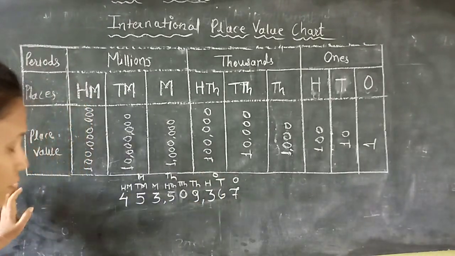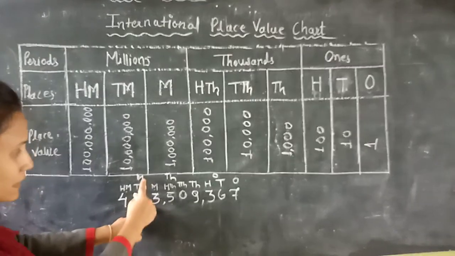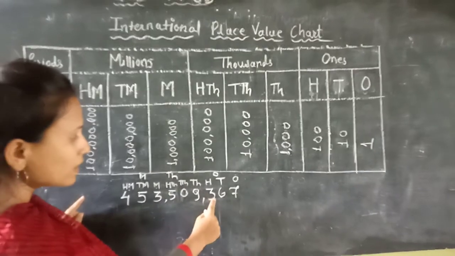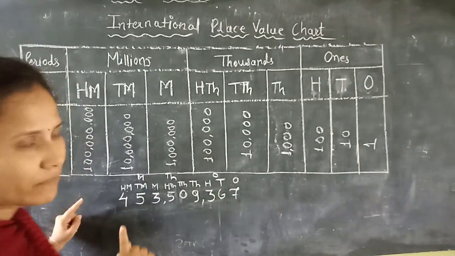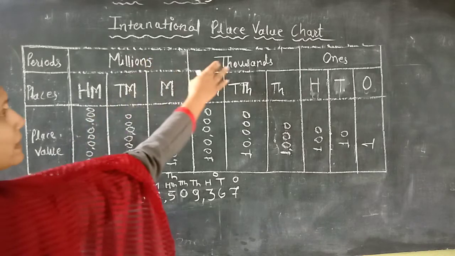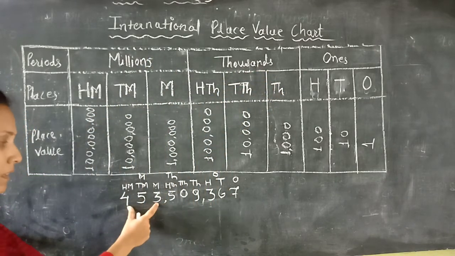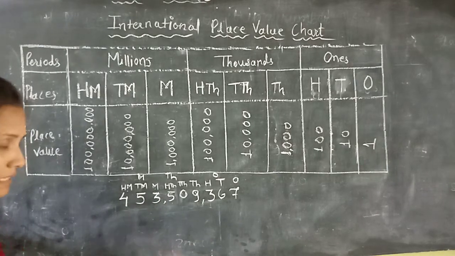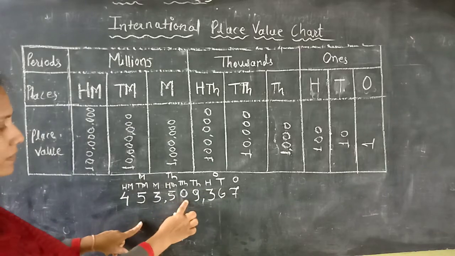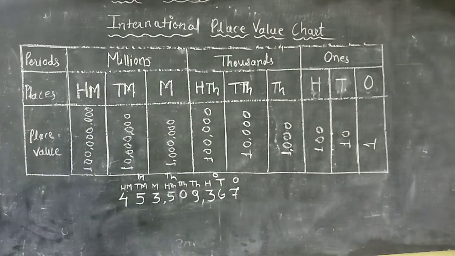So listen carefully now how to read the number. 453 million, 509,000 and 367. It is so simple. Whatever the groups, the period names are there, those names only you have to apply after the three digits. It means once again, 453 million, 509,000, 367. Okay.